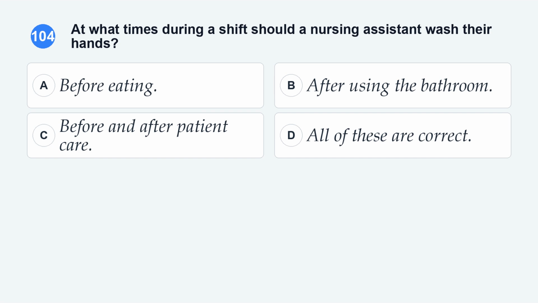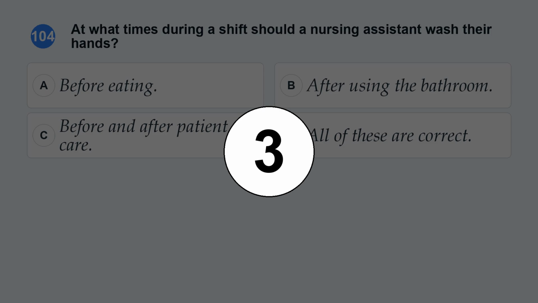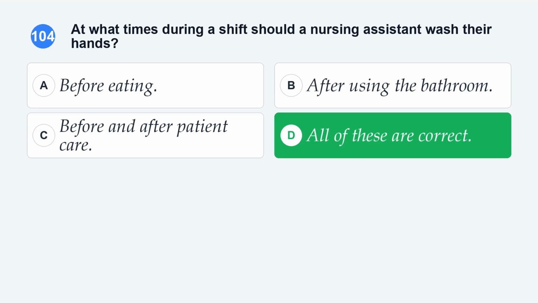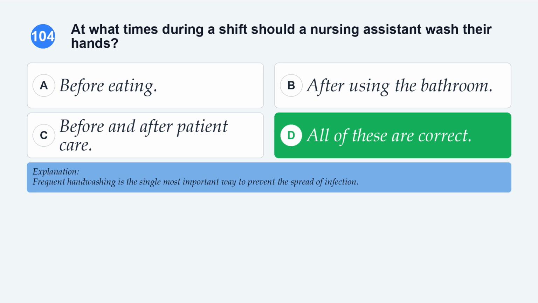Question 104. At what times during the shift should a nursing assistant wash their hands? Option A, before eating. Option B, after using the bathroom. Option C, before and after patient care. Option D, all of these are correct. The correct answer is option D. All of these are correct. Explanation. Frequent hand washing is the single most important way to prevent the spread of infection.